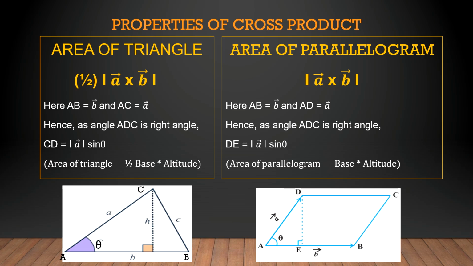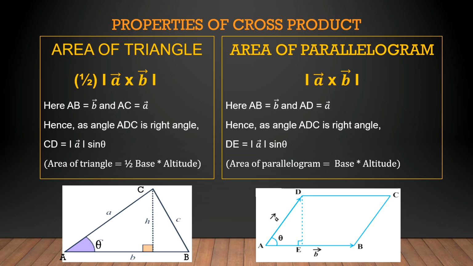Very important application of cross product. First one is to find the area of a triangle. Area of a triangle is half base into altitude. So in the given triangle, assume that AB is the vector B and AC is the vector A, and theta is the angle between them, and CD is the altitude. Now CDA, or you can say ADC, is a right angle. So sine theta definition says that sine theta is equal to opposite side upon hypotenuse. That means sine theta is equal to CD upon AC, which is A. So CD is equal to A sine theta.